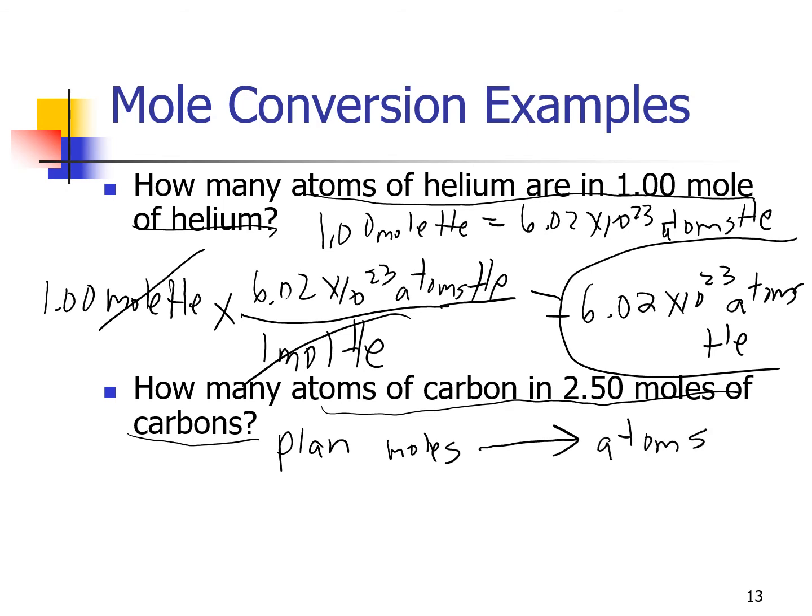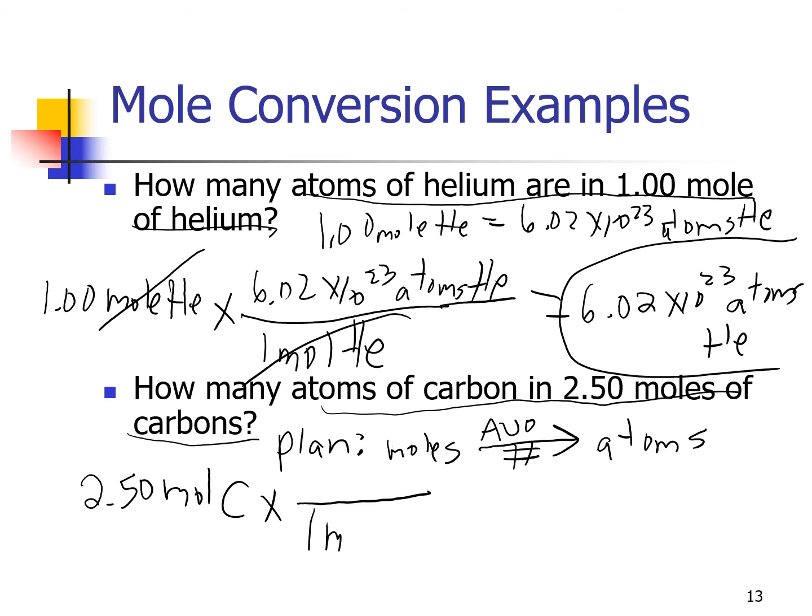On our previous slide, we said we can go from moles to atoms or atoms to moles using Avogadro's number. So let's go ahead and set up our problem. We start with 2.5 moles of carbon. We're going to use Avogadro's number to convert. So we need to create our conversion factor so our units will cancel.